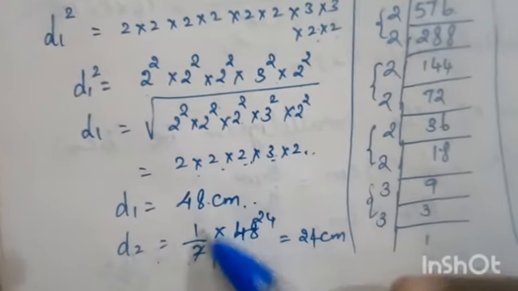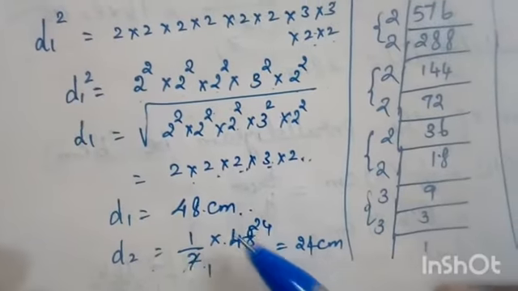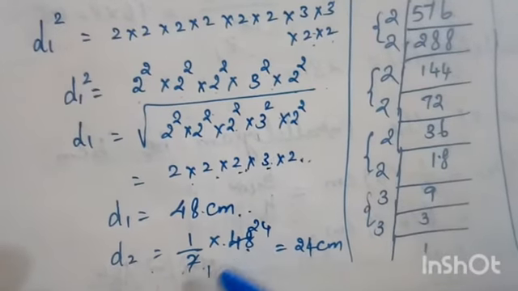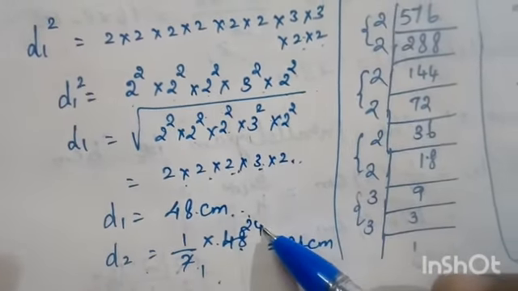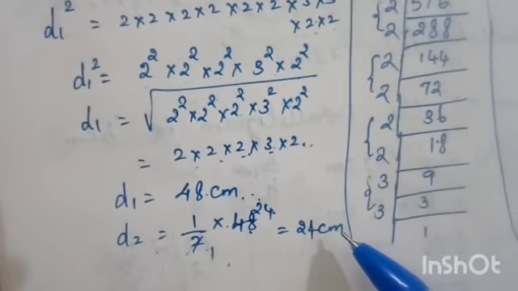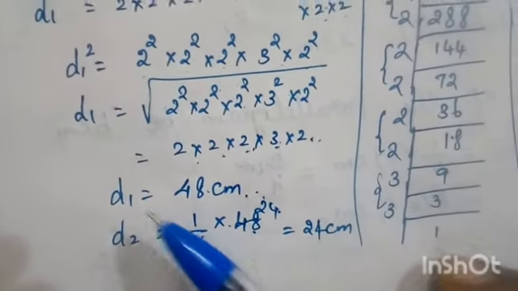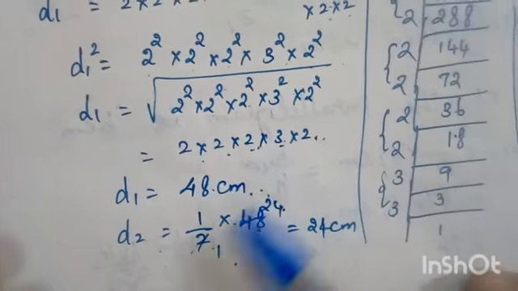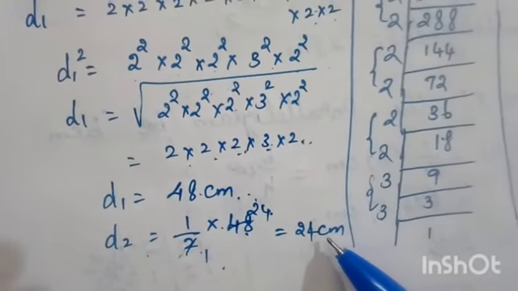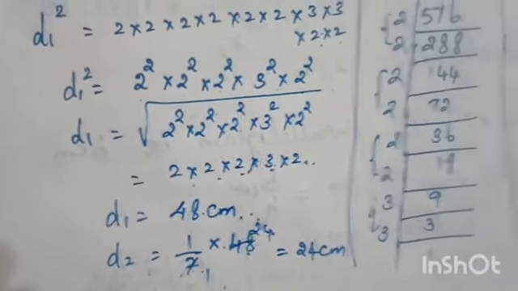D2 equals 1 by 2 into D1, so with D1 equal to 48, half of 48 is 24. So D2 equals 24 centimeter. One diagonal is 48 centimeter, and the other diagonal is 24 centimeter.